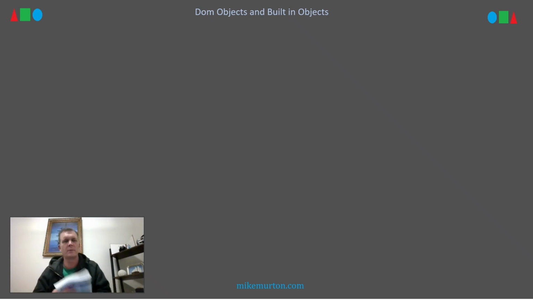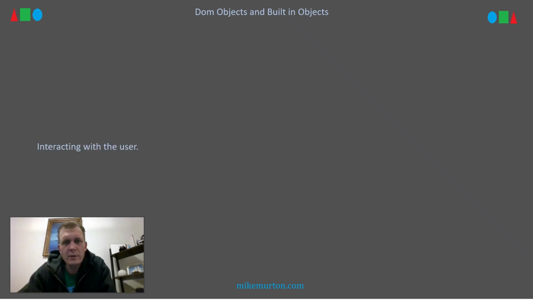That's the book. The chapter that we are currently on is DOM objects and built-in objects. The first thing that we learn about in DOM objects and built-in objects is interacting with the user, and we learn three simple functions: alert, confirm, and prompt.